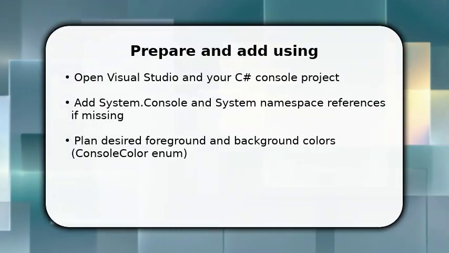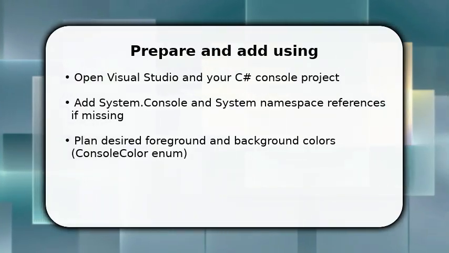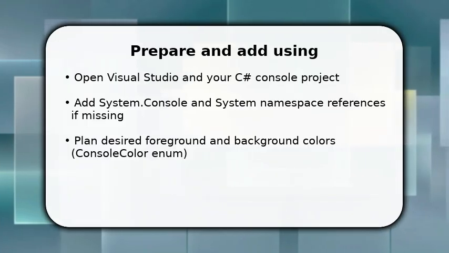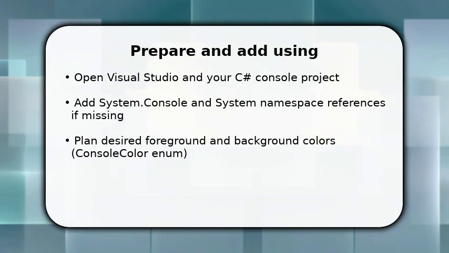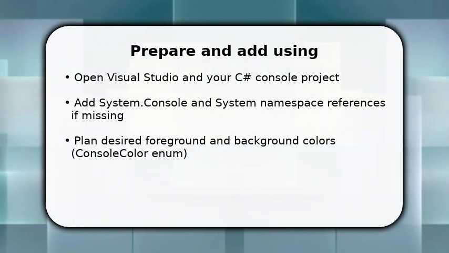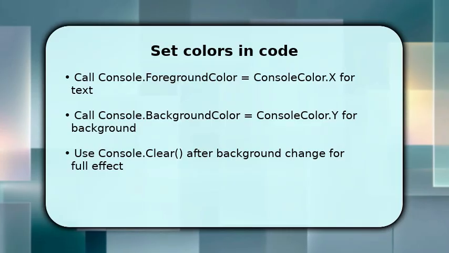Once done, place your color change code near program start or before key output. This keeps state predictable and avoids surprises later when other methods overwrite colors during execution. Now implement the change directly.